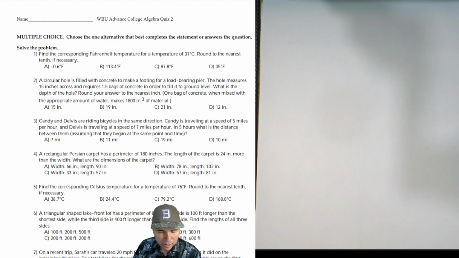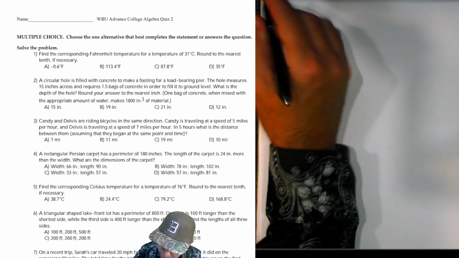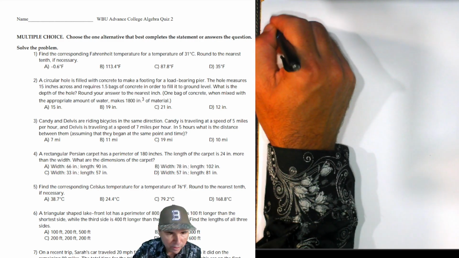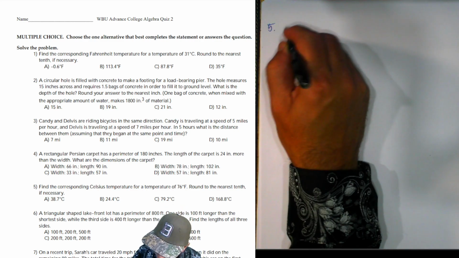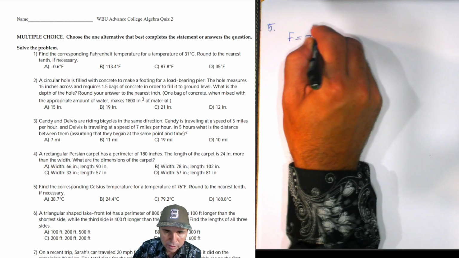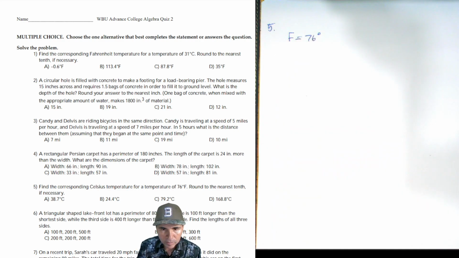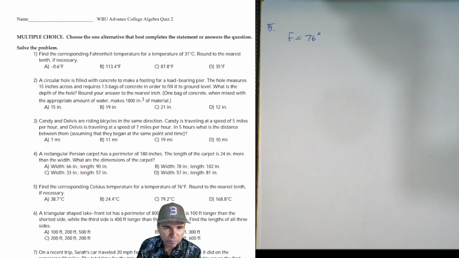That was fun. Number 5 says, let's read it first, of course. Find the corresponding Celsius temperature for a temperature of 76. So we got Fahrenheit is 76 degrees, and they want you to find the Celsius degrees. So we got to go in reverse, right?